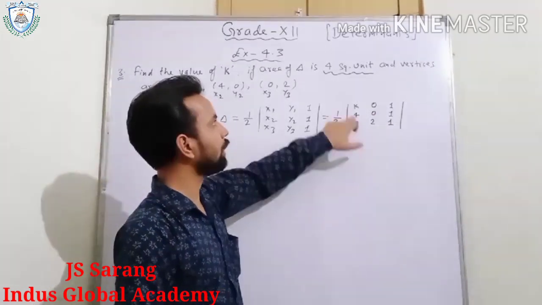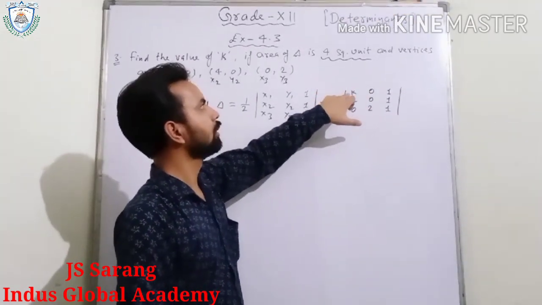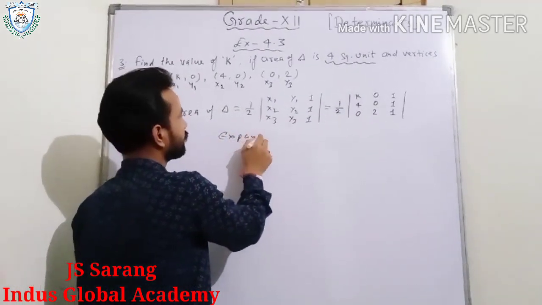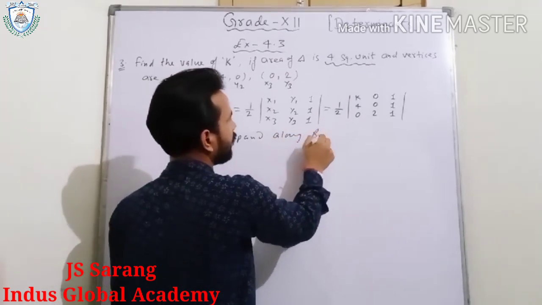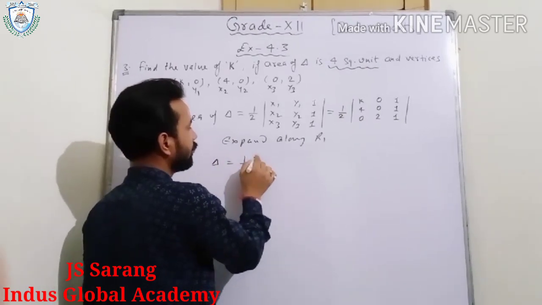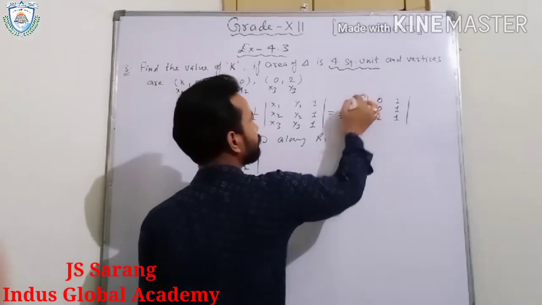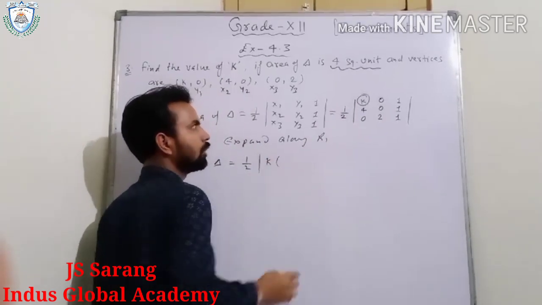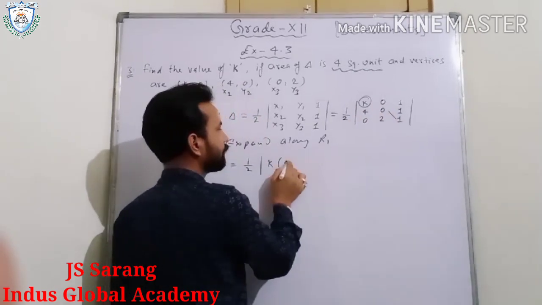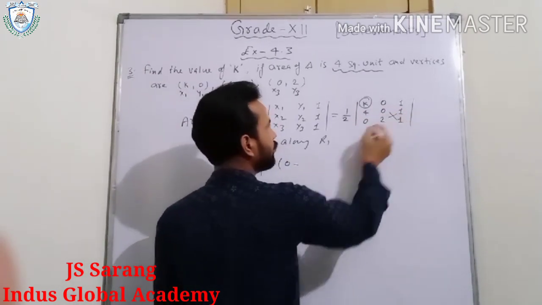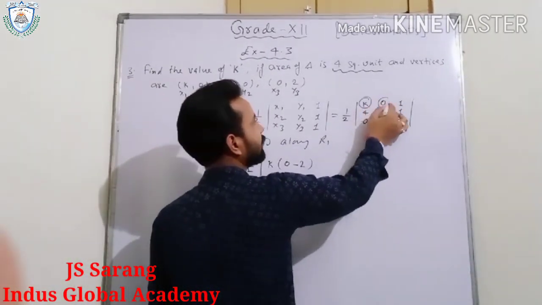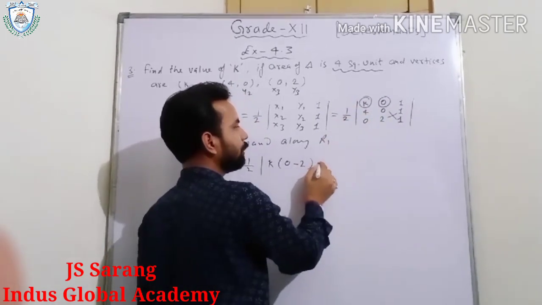So here we have to expand this determinant along row 1, R1. So 1 by 2 will remain the same. So delta equals 1 by 2 times the modulus of the first element of this determinant, which is k. So it will remain the same. Now we will hide the first row and first column. We will multiply them: 0 times 1 is 0, minus 2 times 1 is 2. Clear? Now we have to note the second element, that is 0, but the sign of the second element will be negative.